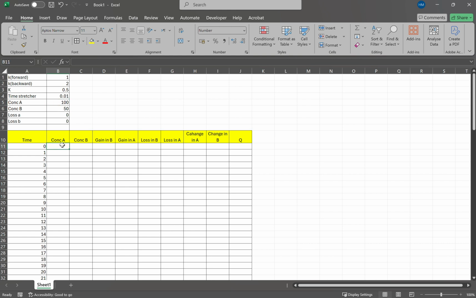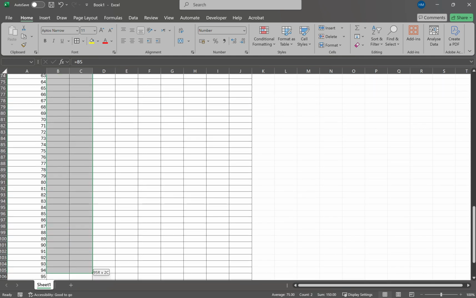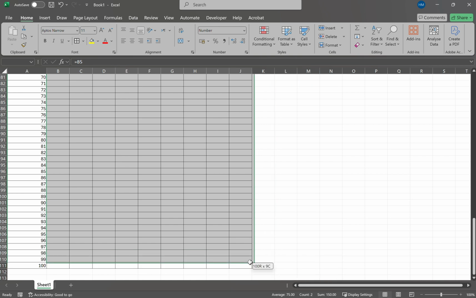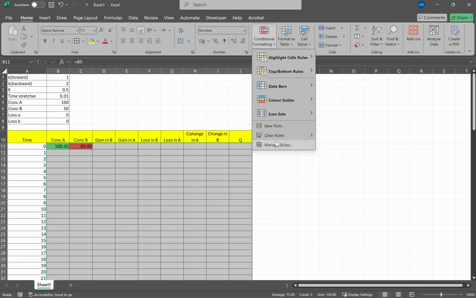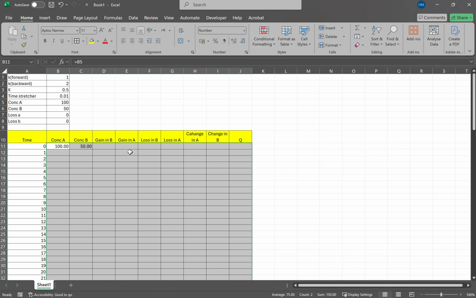Okay, so concentration of A, the very starting concentration of A, I want to be this number up here. So I'm going to press equals, and then I'm going to press that. And this one, similarly, I'm going to press equals, and then I'm going to click on the concentration of B there. Now it's gone a color because I've got some conditional formatting on there. So let me just delete all the conditional formatting from there. We'll put it on later. Clear rules from entire sheet. Lovely.